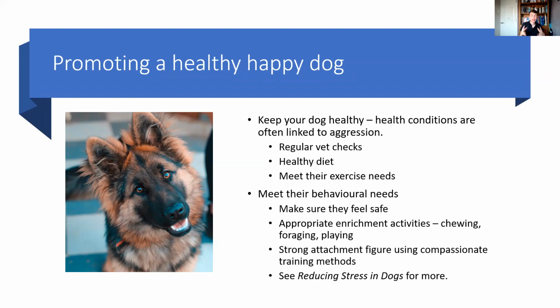So really making sure the dog's healthy, so making sure the dog's having regular, yearly or at the very least, vet checks, and making sure the dog's got a healthy diet as well, and their exercise needs are being met is really key in terms of keeping the dog healthy. And also meeting their behavioral needs, so actually making sure the dog feels safe. Dogs need to feel safe to be able to relax and manage their stress. It's a core need for dogs. Making sure they have appropriate enrichment activities, so things like being able to chew, being able to forage, being able to play. A strong attachment figure is really key, with compassionate training methods as well.